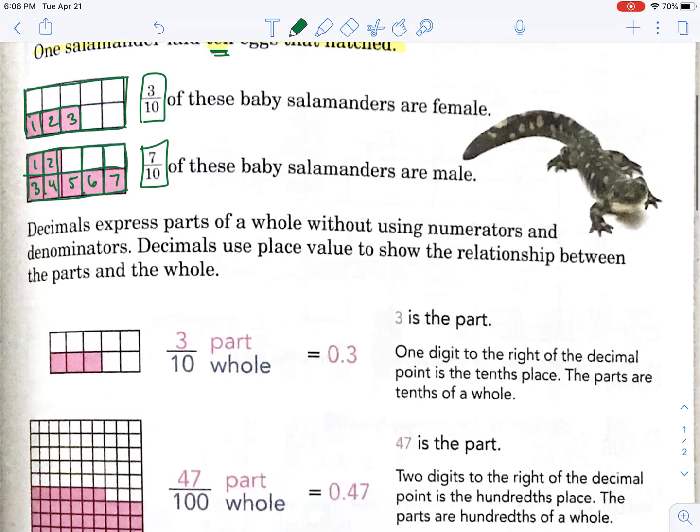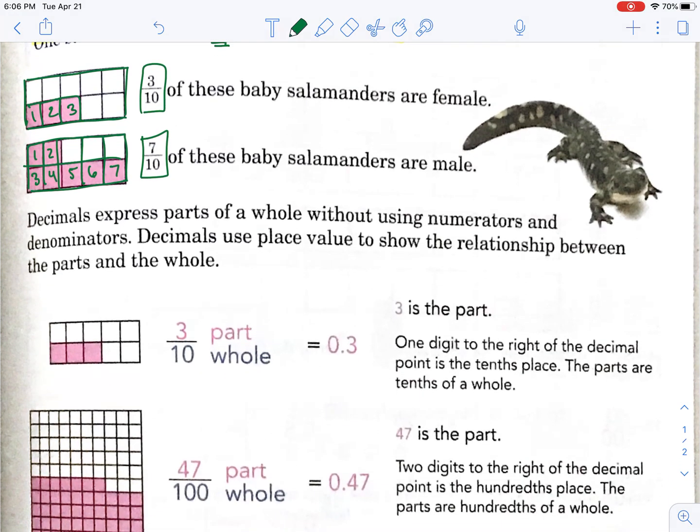Let's continue that a little bit more. It says decimals express parts of the whole without using numerators and denominators. Decimals use place value to show the relationship between the parts and the whole. So place value, and this is what we have done before.